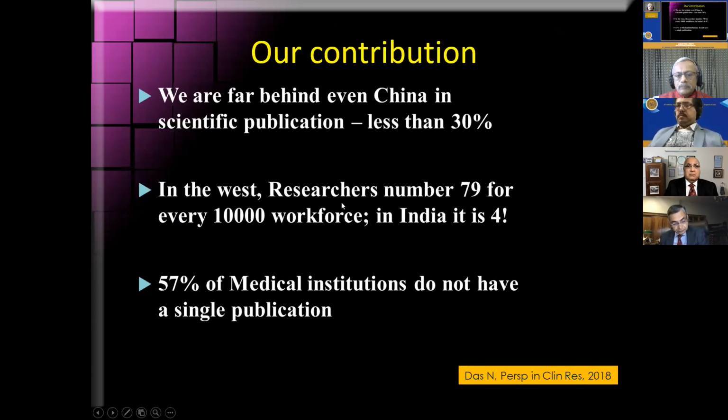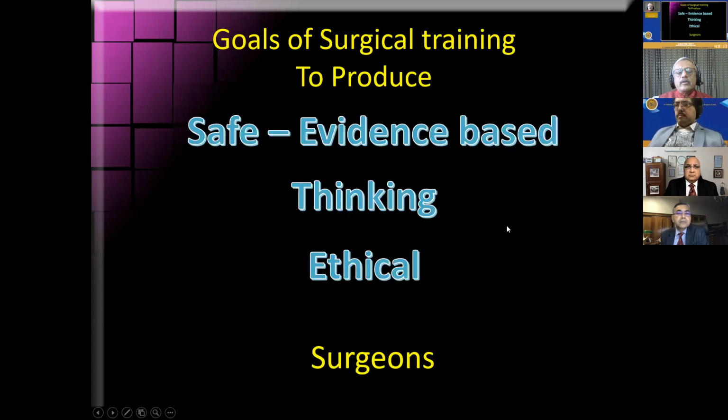articles from India. And it is a little interesting and perhaps humbling to note that even China has a lot more publication. I say that because we must note that their expertise with English is perhaps much less than ours. And this statistic was a little startling. 57% of medical institutions do not have a single publication.